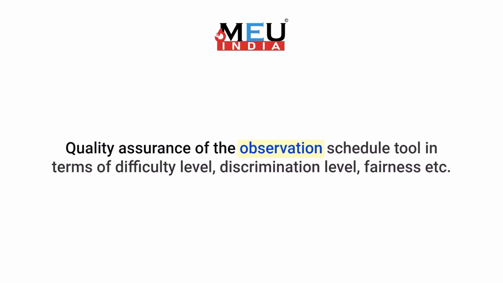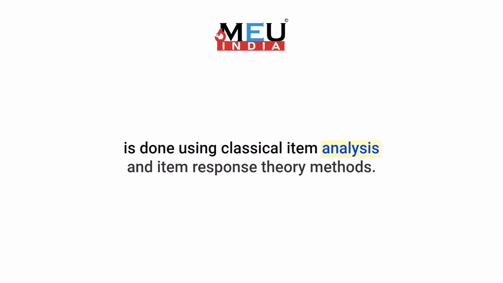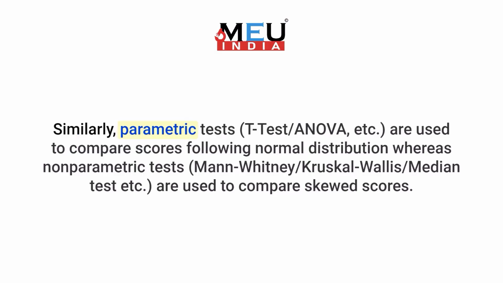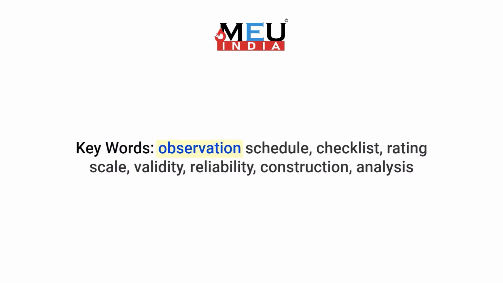Quality assurance of the observation schedule tool in terms of difficulty level, discrimination level, fairness, etc. is done using classical item analysis and item response theory methods. The mean and standard deviation, or median and interquartile range, are used to summarize the bell-shaped and skewed item total scores respectively. Similarly, parametric tests are used to compare scores following normal distribution, whereas non-parametric tests are used to compare skewed scores. Keywords: observation schedule, checklist, rating scale, validity, reliability, construction, analysis.